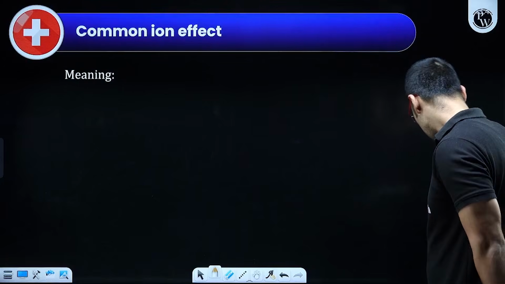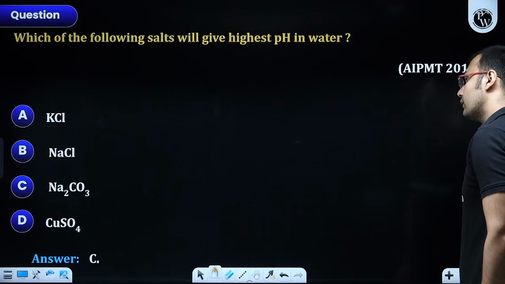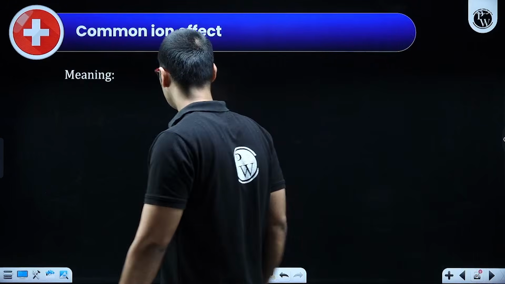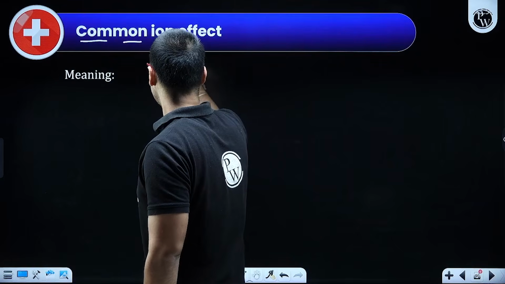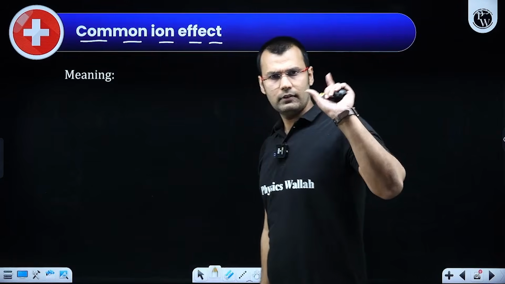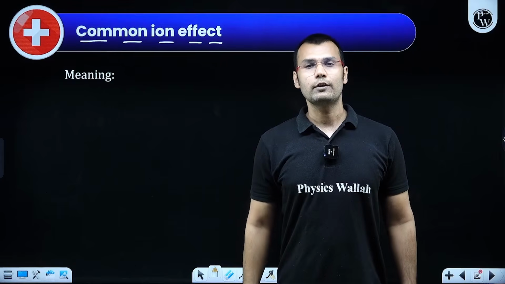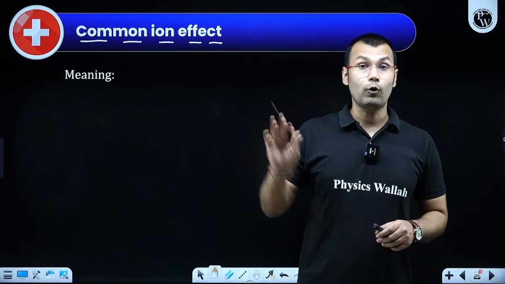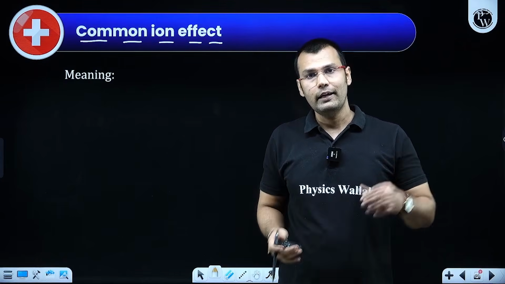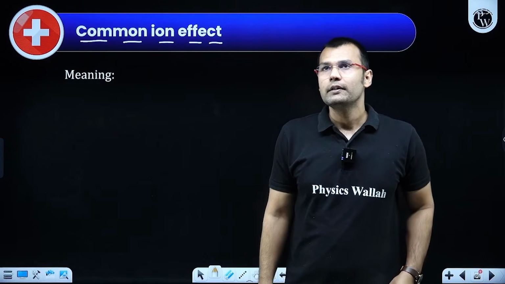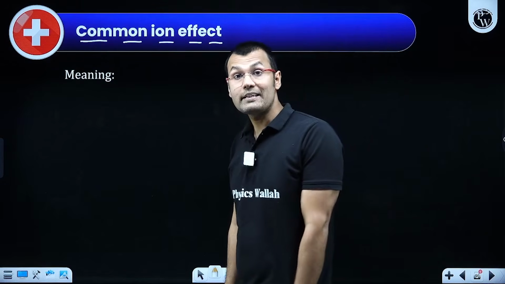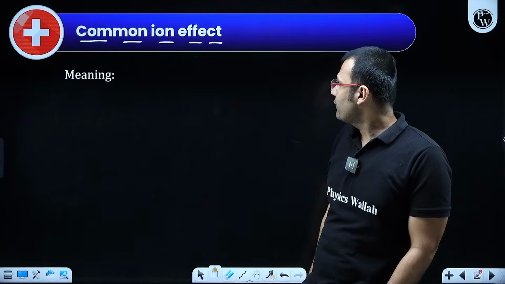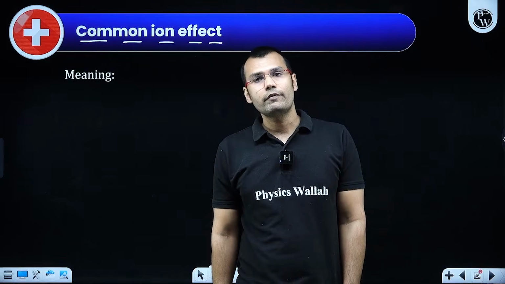Now, after the pH of salt, we have a very interesting topic here, common ion effect, but it is again somewhere related with your degree of dissociation. We talked about degree of dissociation, especially that Ostwald dilution law, remember? In the Ostwald dilution law, I told you that the degree of dissociation will be suppressed when you increase the concentration, right? Common ion effect is also related with degree of dissociation.